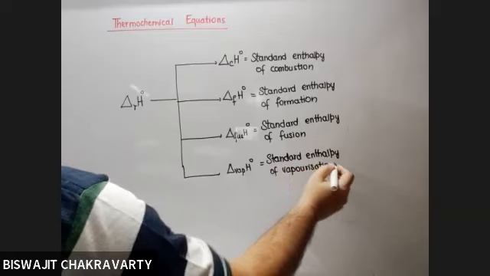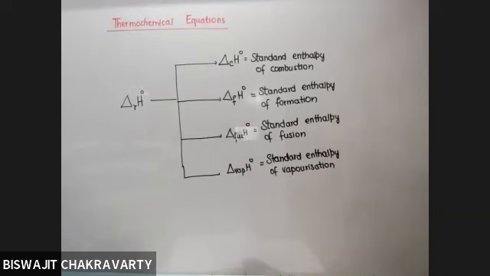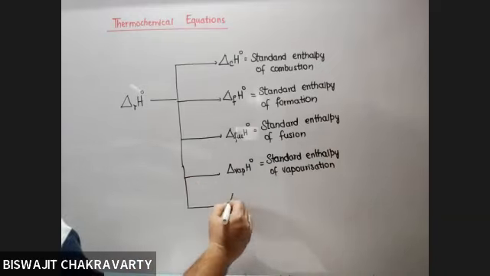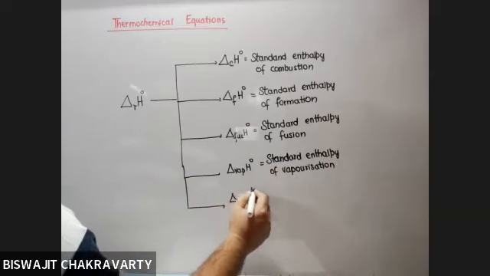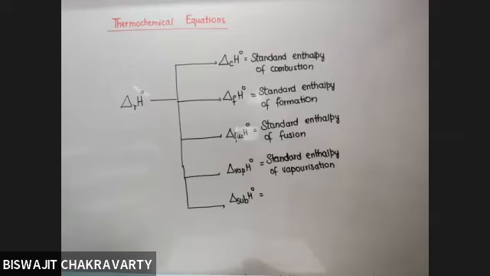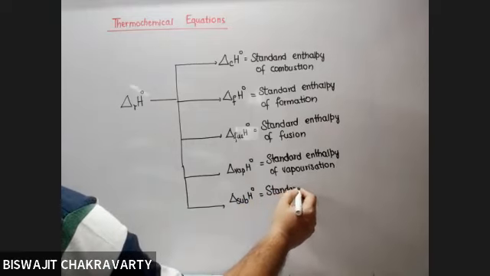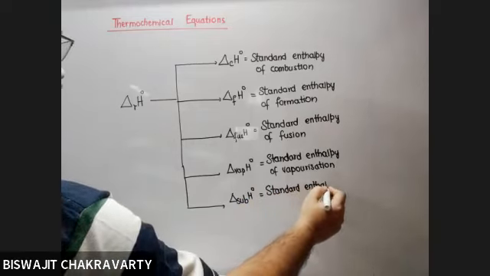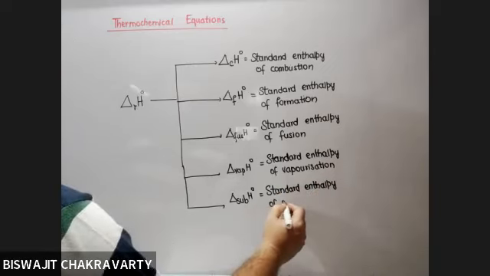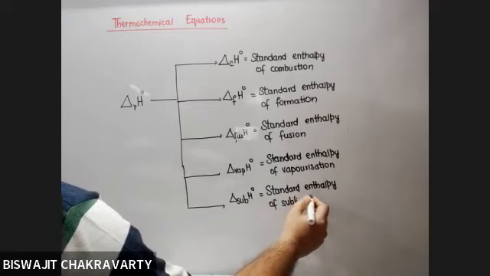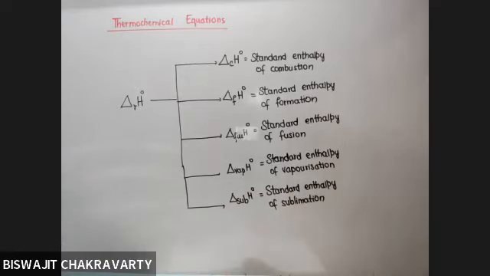Standard enthalpy of vaporization. When we write delta sub H degree, sub is the short form for sublimation, so it will be called standard enthalpy of sublimation. Sublimation involves conversion of a solid to its gaseous form directly. Vaporization involves conversion of liquid to vapor. And fusion, as I told you, is the conversion involving solid to liquid.